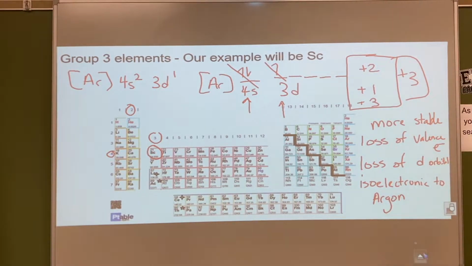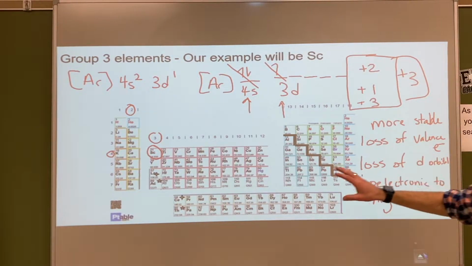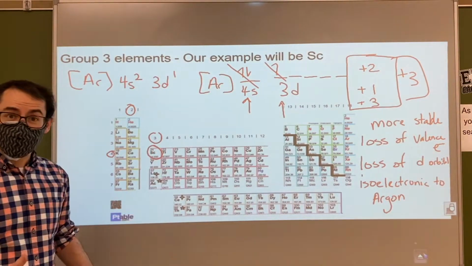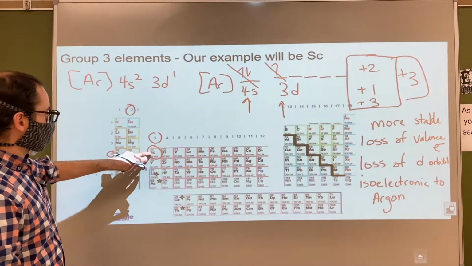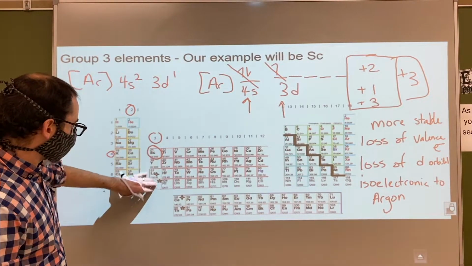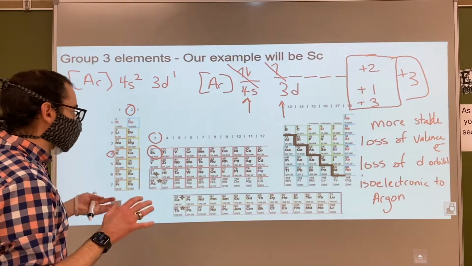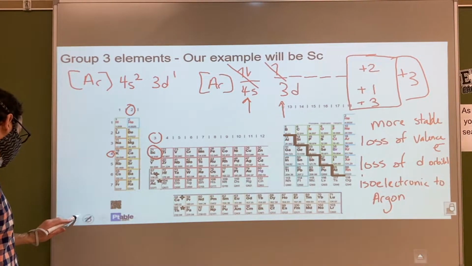So this is what you'd have for your reasons, okay? And pretty much everything in this group will do the same thing. They'll all be s2d1, so you can get rid of them. They'll pretty much always become +3. All right, that's kind of the general trend for this.